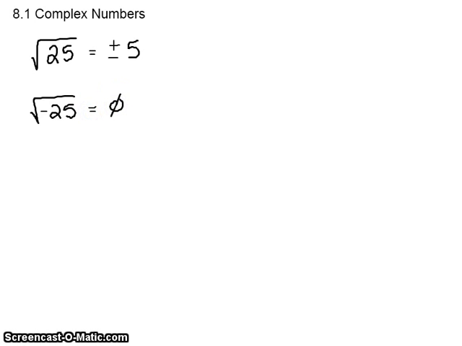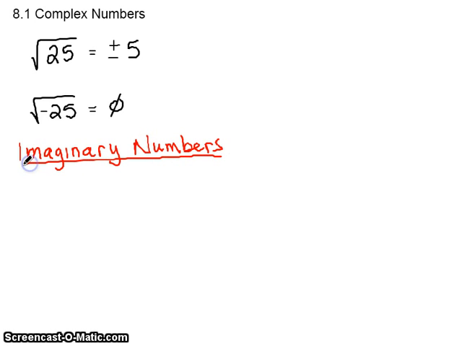There is no such number, because if I multiply something by itself to give me that negative 25, I'm never going to be able to get a negative number, because a positive times a positive is a positive, a negative times a negative is a positive, so I can't ever multiply something by itself to get a negative number. Until now. We're going to be working with things called imaginary numbers. And imaginary numbers allow us to take the square root of negative numbers.